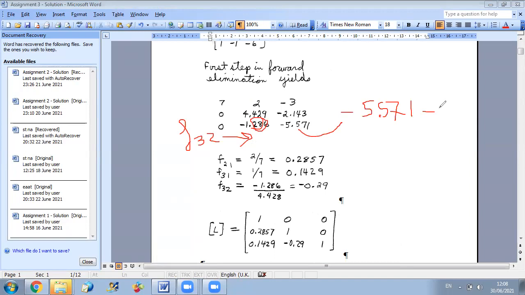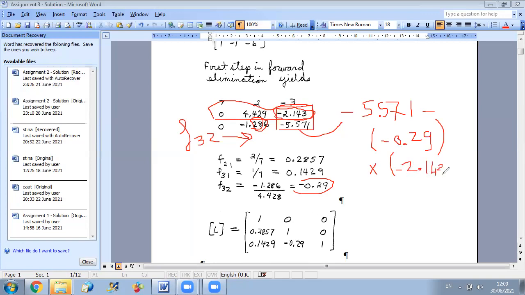minus F32, which is minus 0.29, times the element. Now please pay attention, this is my pivot equation now. So the element that I will take is the element in the same column of minus 5.571 in the pivot equation, which is minus 2.143. So I multiply by minus 2.143 and I get the result. Okay.